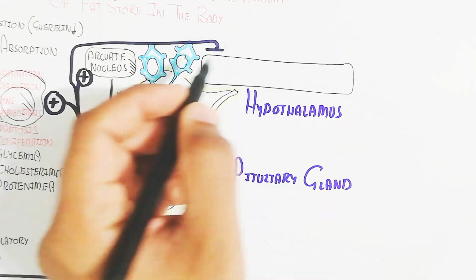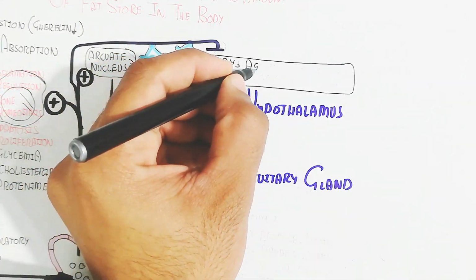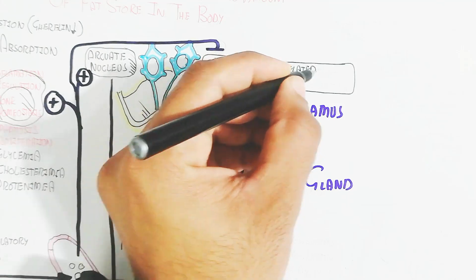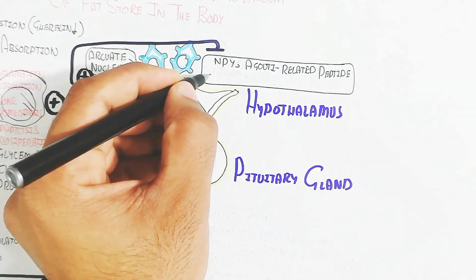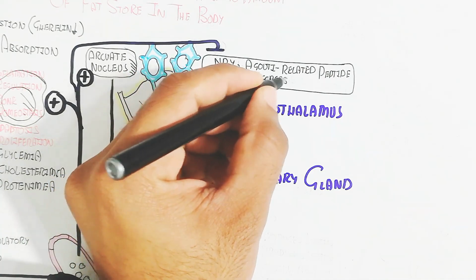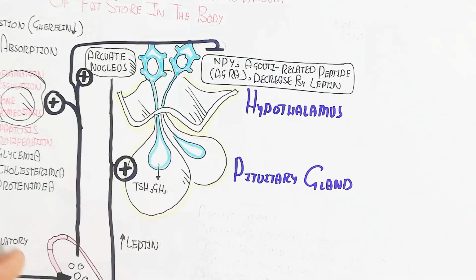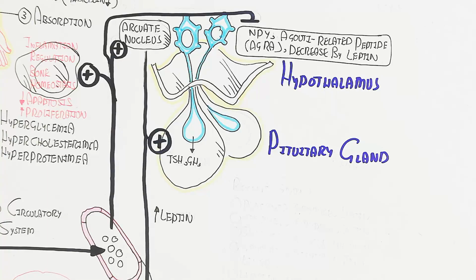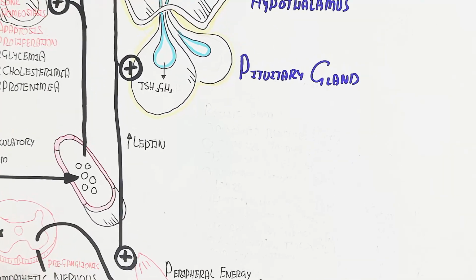On the other hand, neuropeptide Y and agouti related peptide (AgRP) are decreased by leptin. It means that when leptin increases, it will lead to inhibition of the appetite-increasing content. Anyhow, let's begin to understand the recent study.